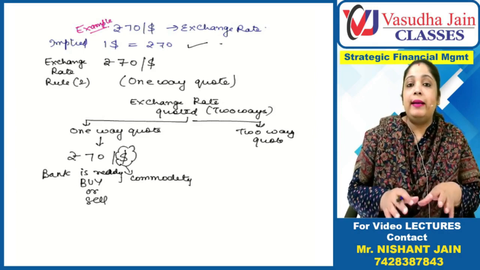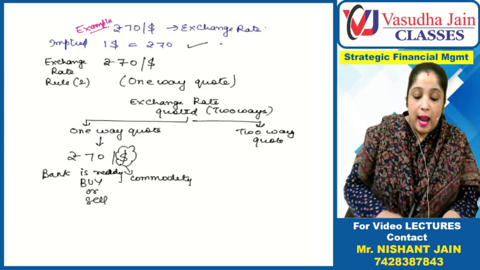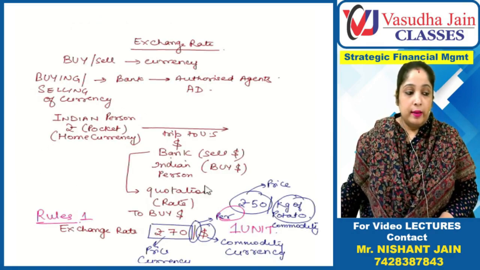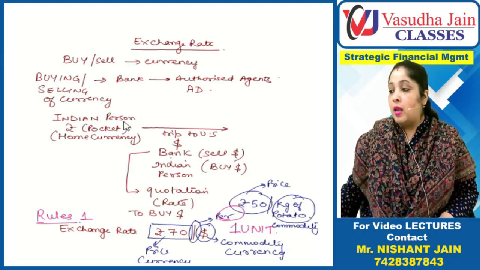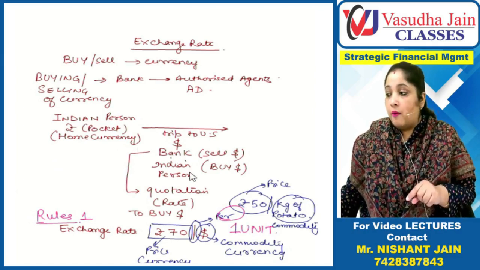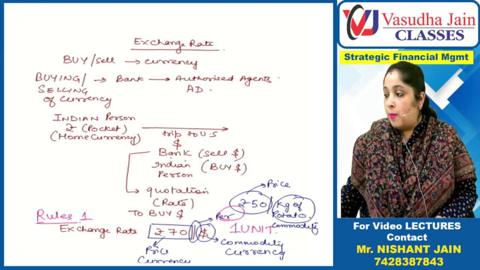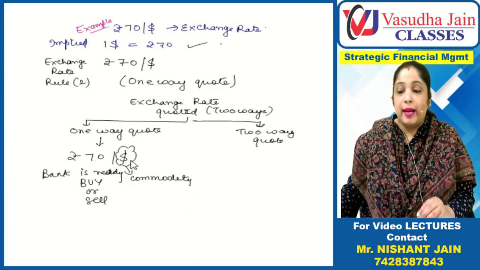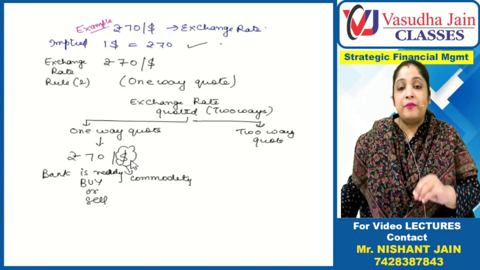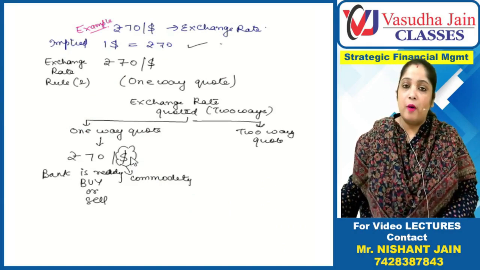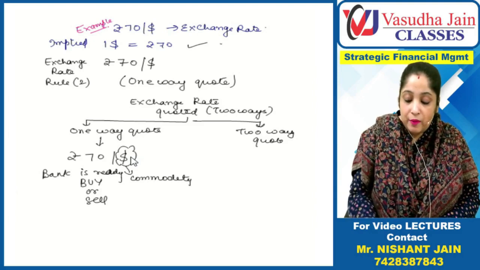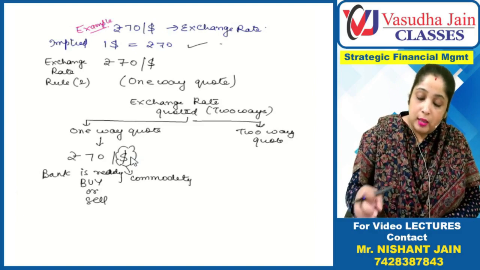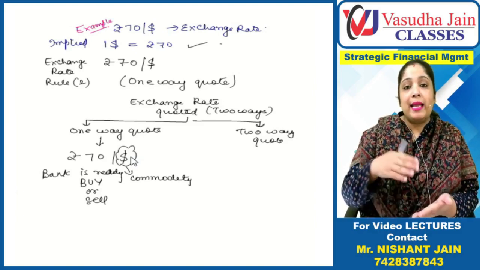The Indian person had an intention to buy. Listen here. The Indian person has an intention to buy $1. So he goes to the bank. The bank is giving this rate, rupees 70 per dollar. Now in this rate, the bank is willing to buy as well as sell $1 for 70 rupees. So the bank is giving you a rate in which it is willing to buy dollars and sell dollars. That means the bank is giving you the rate to buy and sell both.